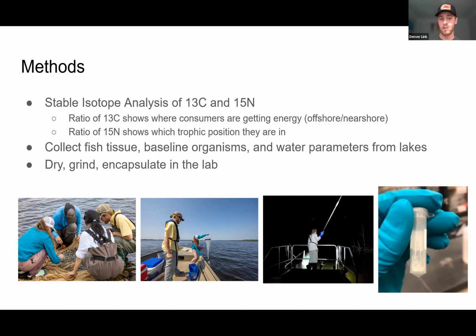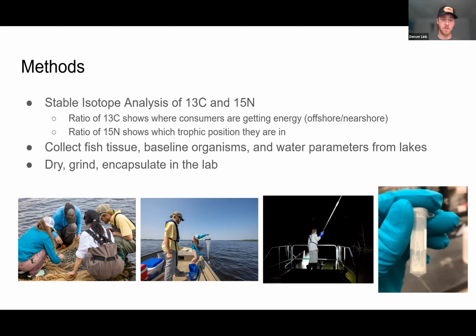So first, the ratio of carbon-13 shows where the consumers are eating in the lake. So are they eating offshore? Are they getting their energy from a pelagic area? Or is it more near shore, that littoral zone? And the ratio of nitrogen-15 shows at what trophic position they're eating at.